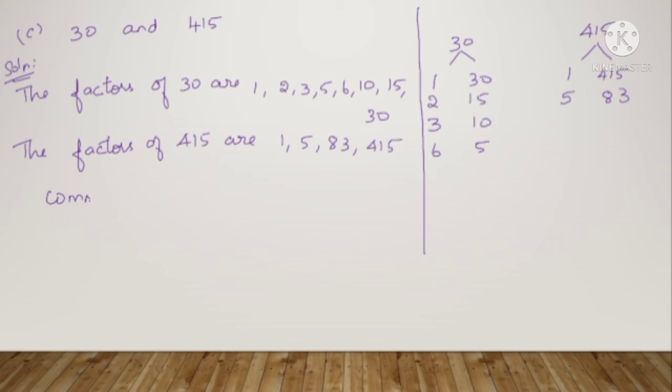Now we have to write the common factors. So what are the common factors here? So the common factor will be, I think, only 1, isn't it? 1 and 5. So 1 and 5 are the common factors. So definitely 30 and 415 are not co-prime numbers.